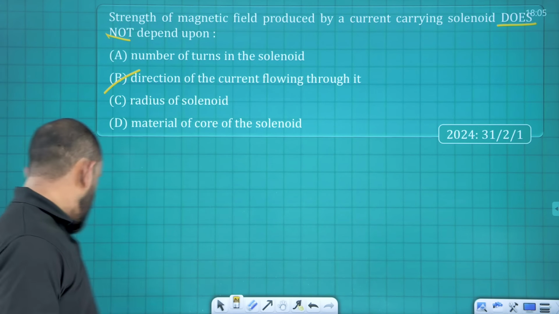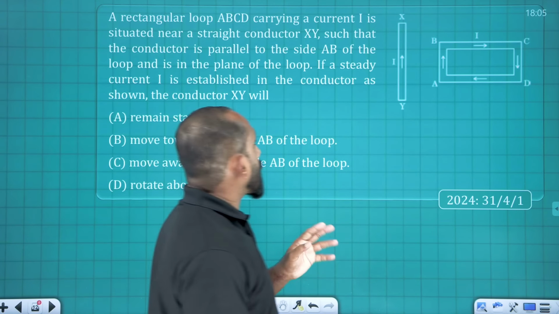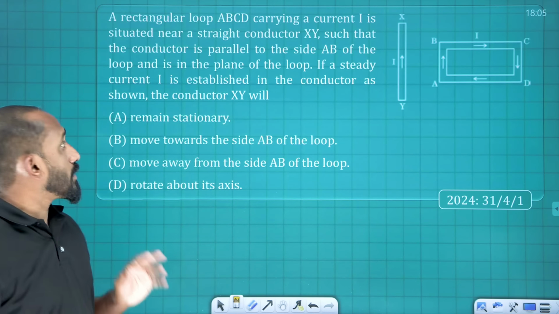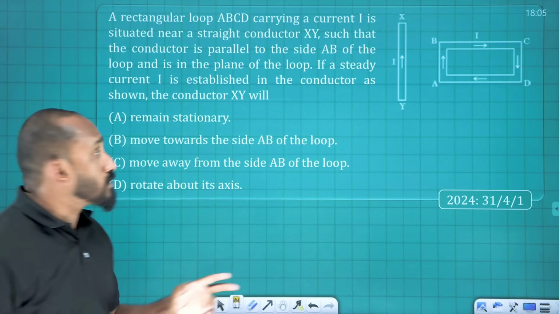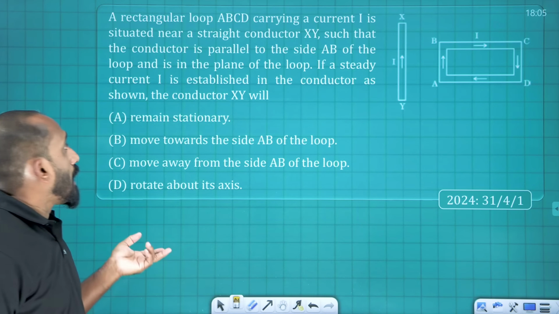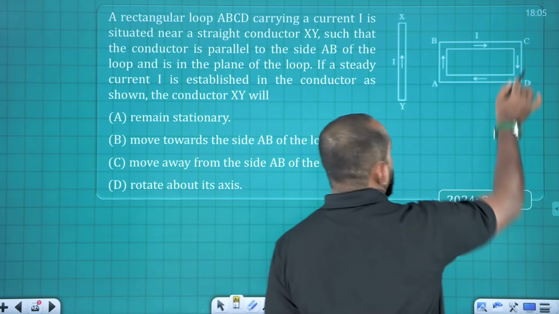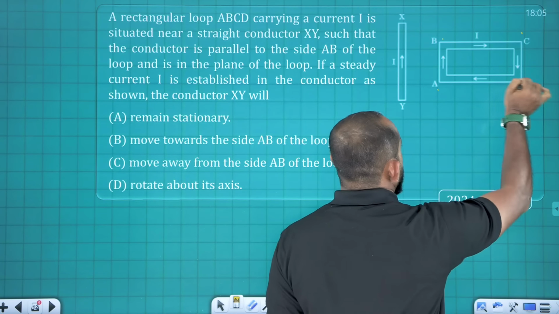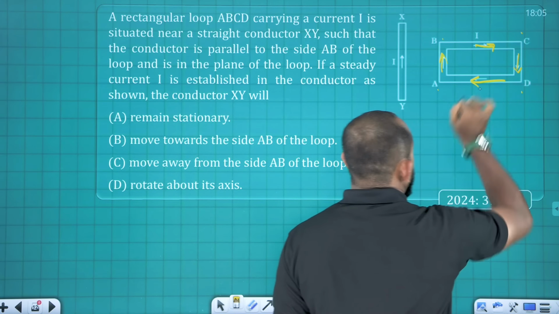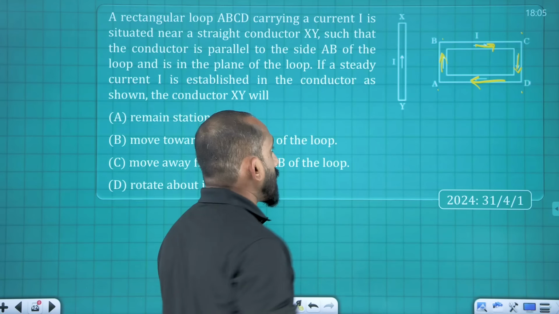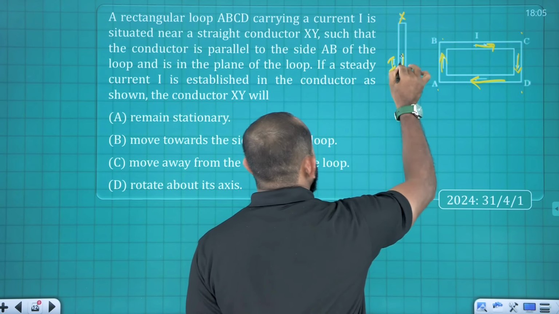Let's go to the next question. A rectangular loop ABCD carrying a current I is situated near a straight conductor XY such that the conductor is parallel to the side AB of the loop and is in the plane of the loop. So here we have the loop ABCD and the current is passing this way and this way. Near one side AB you keep another conductor XY. Current I is passing through it in the upward direction.